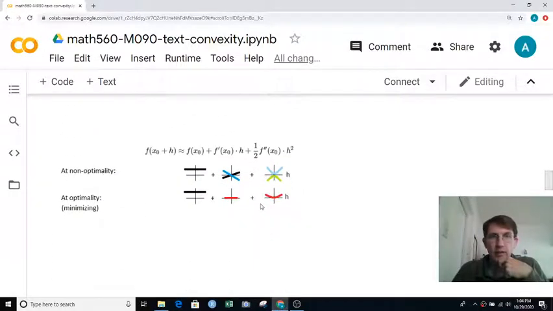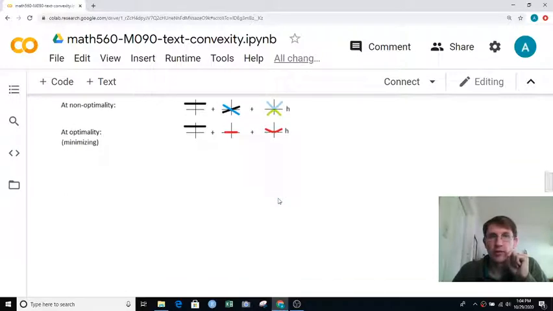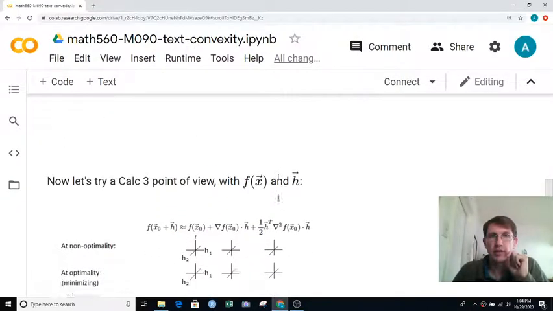Well, here's what it looks like. The linear term now has to be perfectly flat because the derivative has to be 0 at optimality. And to be at a minimum, we need to have a parabola that's like this and not like that one there. So that's what this looks like in a Calc 2 frame of mind when we just have a single x variable. So now let's go think about it in the multidimensional case.